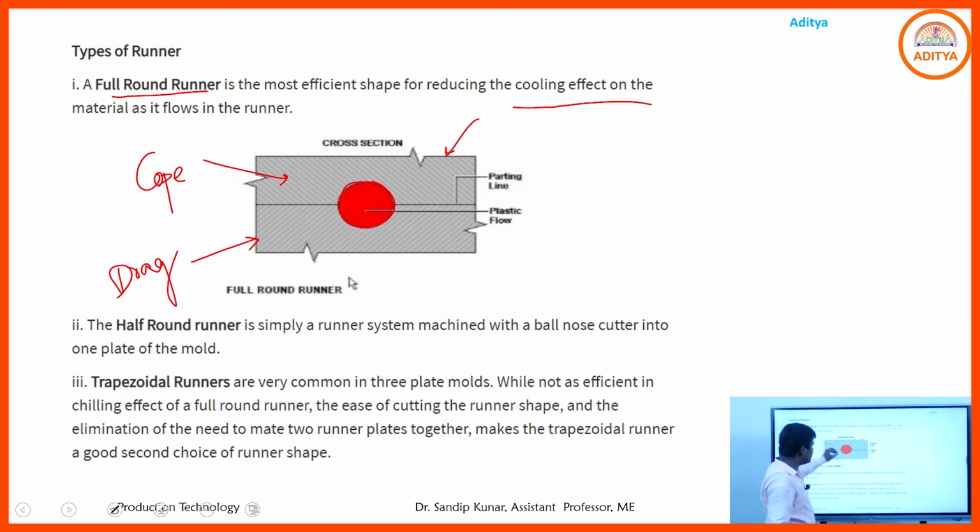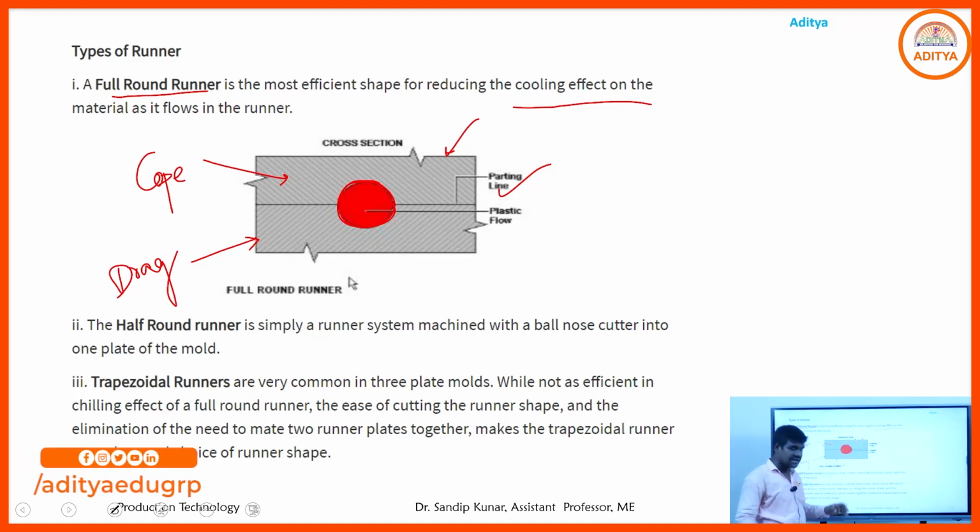Okay, and in between the two parts lies the parting line. And that is the plastic flow, meaning the flow of the liquid metal through the cross sectional area of the runner. That is also an efficient shape for reducing the cooling effect, meaning that shape will help to reduce the cooling rate, so it does not solidify in the runner section. If it solidifies, the flow of the liquid metal will be diverted in the runner passage.